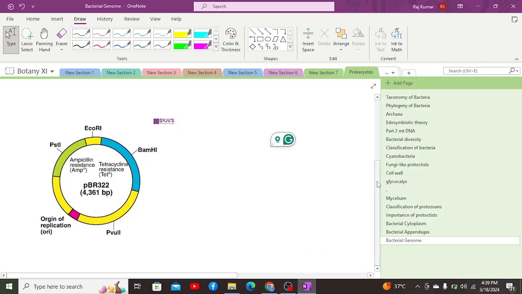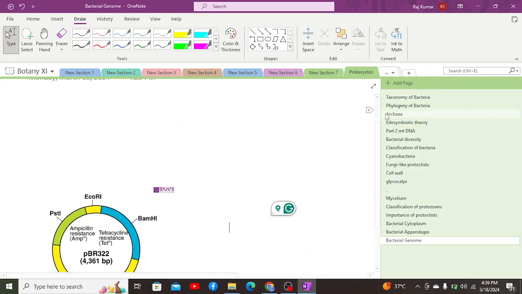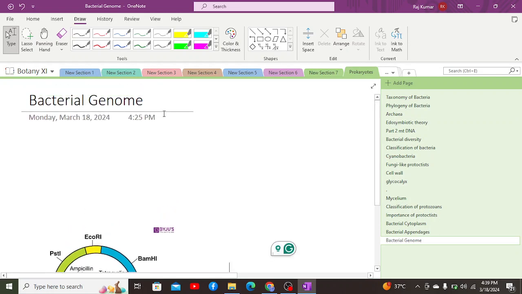Greetings everyone. So today we're going to discuss the bacterial genome. The bacterial genome is distinguished into two major regions. There are two major types of bacterial genome present in a bacterial cell.